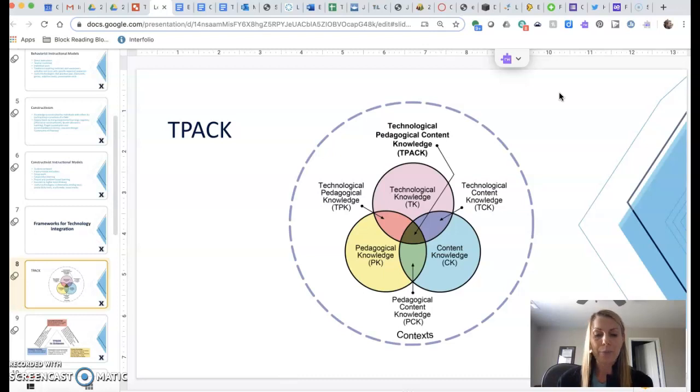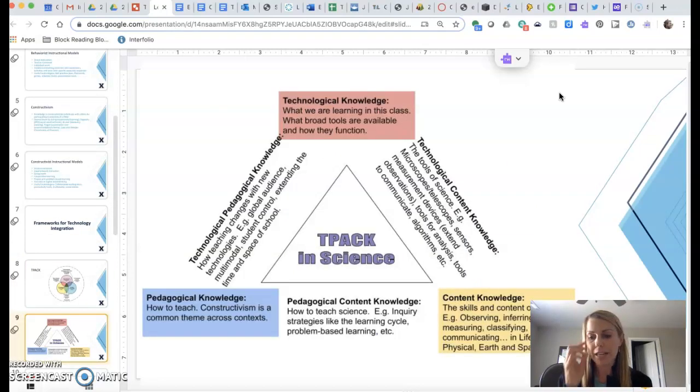So let me give you an example. I taught middle school science, so this is an example in middle school science. So the technological knowledge is what we are learning in this class. So the tools, the broad tools available to teach using technology and how they work, right? So you need to have that.